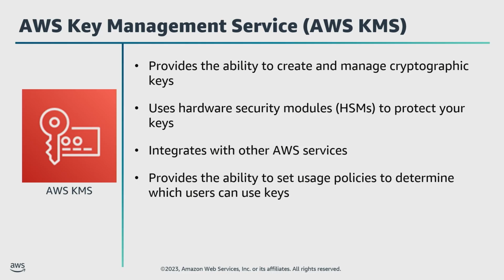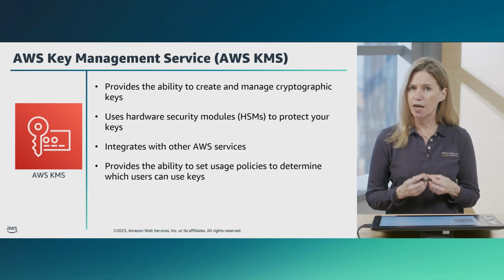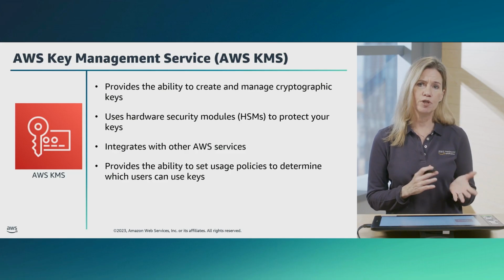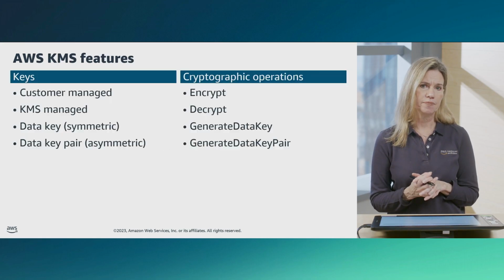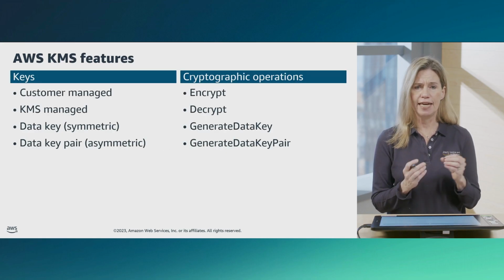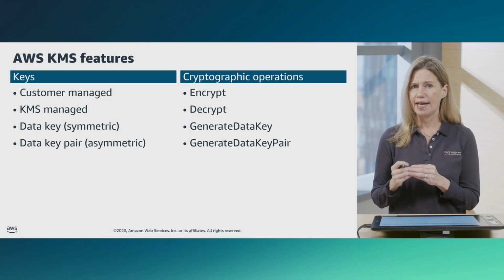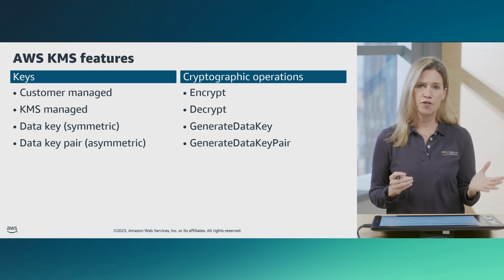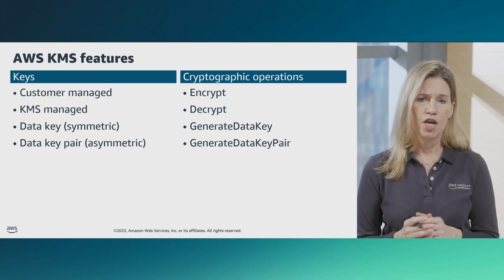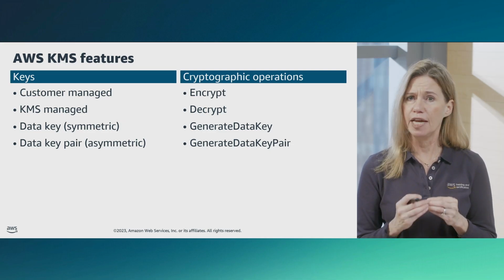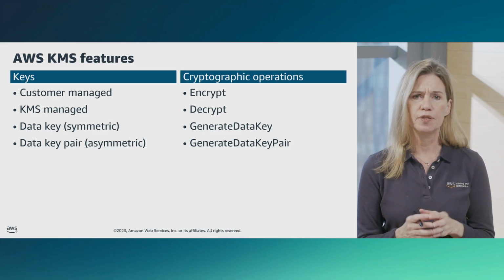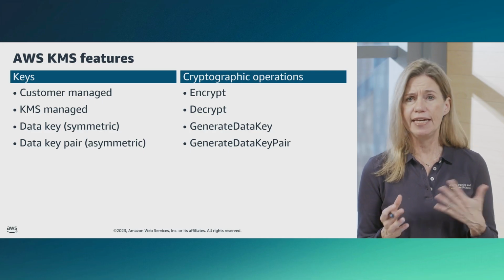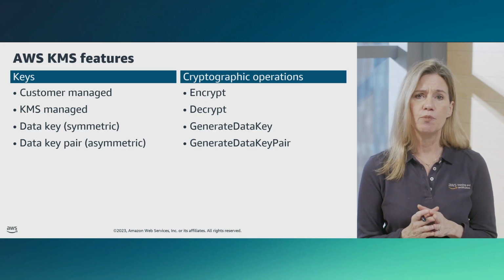AWS KMS is a managed service that provides the ability to create and control keys for encrypting data. You can automatically rotate keys on a schedule and disable or delete keys. You can also import your own keys instead of using AWS-generated keys. You can manage your own keys in AWS KMS or use AWS KMS managed keys, and you can use either symmetric or asymmetric encryption. You can use cryptographic operations, which are API calls that use AWS KMS keys to protect data. Options include encrypt, decrypt, generate data key, and generate data key pair. These are described in more detail in your student guide.